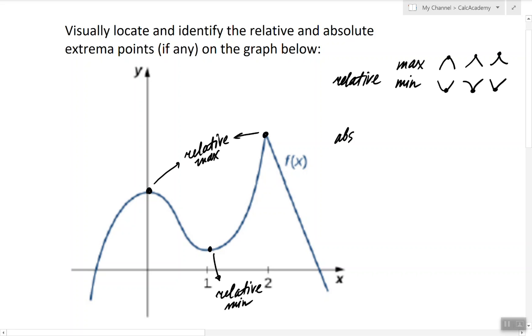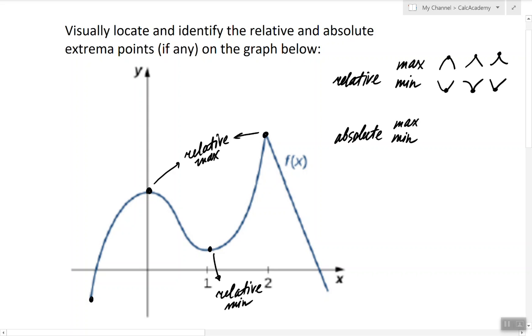Now the absolute max and min are the largest and the smallest values obtained by the function. So they could occur at the relative max and min, but they don't have to. They may also happen at the endpoints of an interval, if it's a closed interval.